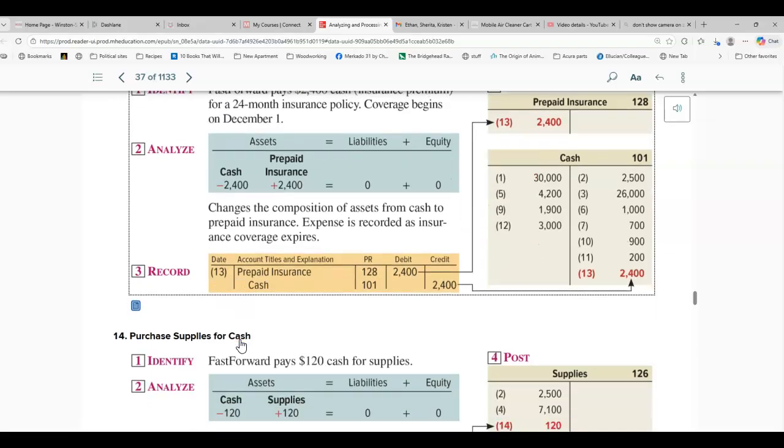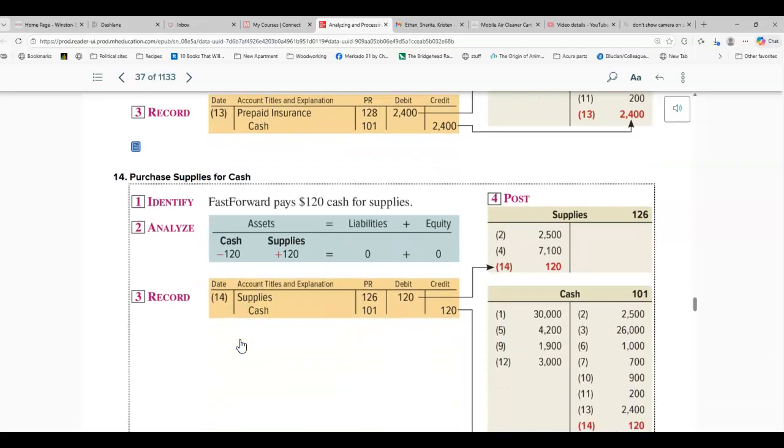We paid $120 cash for supplies. Simple, we've done this before. Cash is going to be decreased. Supplies are going to be increased. Two assets. Debit supplies, $120. Credit cash, $120. Posting references.